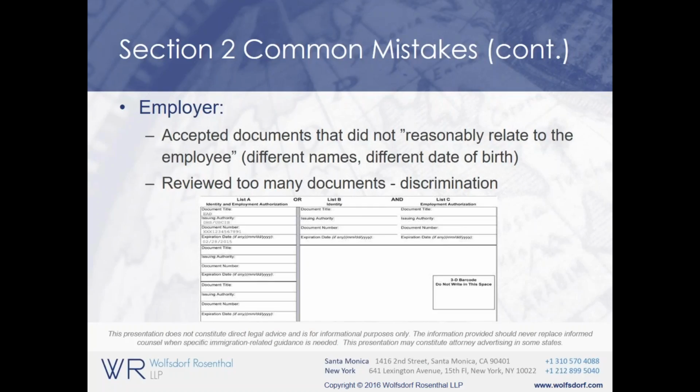We've seen a lot of people in the past fill out list A, list B, list C, attach documents from all three, and that can be seen as discrimination, particularly if, for anyone that has a slight accent or a particular name, you're asking for additional documentation that you wouldn't be asking for from anyone else.